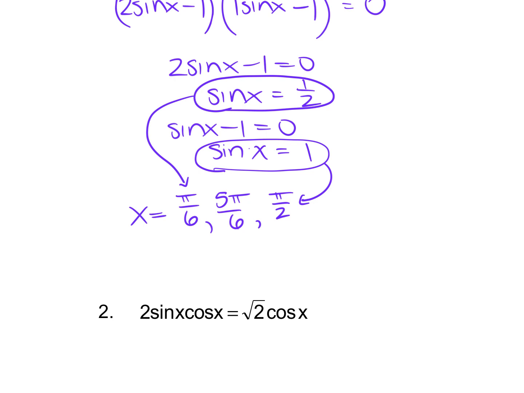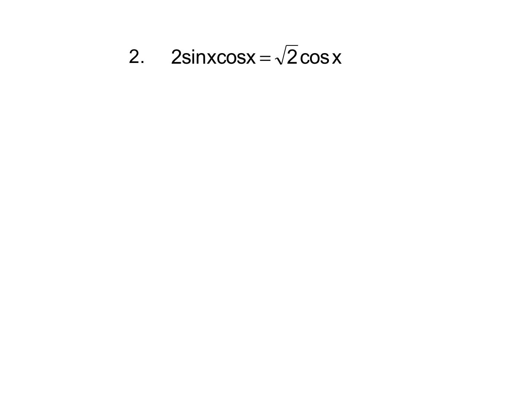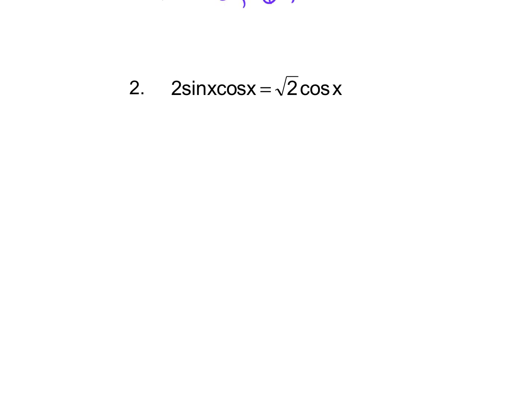All right. Now, let's take a look at question 2. In question 2, I have something that looks very ugly right now: 2 sine x cosine x is equal to root 2 cosine x. We did regular trinomial factoring in question 1, and it was already equal to 0.